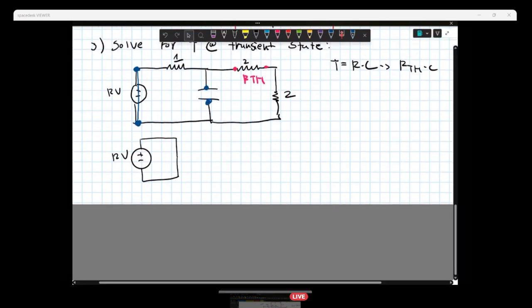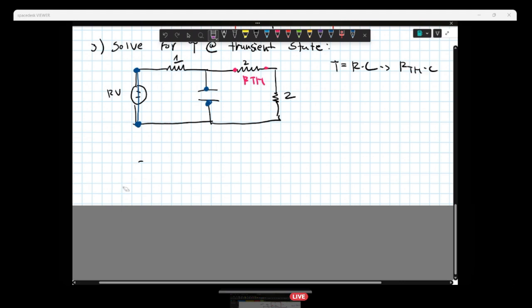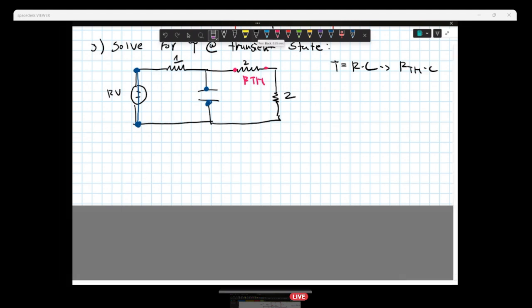Okay. I'm pretty sure that because VTH is the open circuit voltage, the sources are shorted for voltage and open for current. I know that. VTH is open circuit at the terminals.